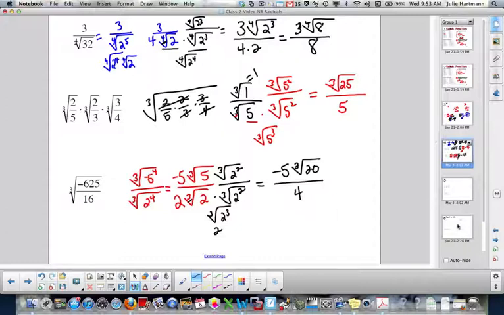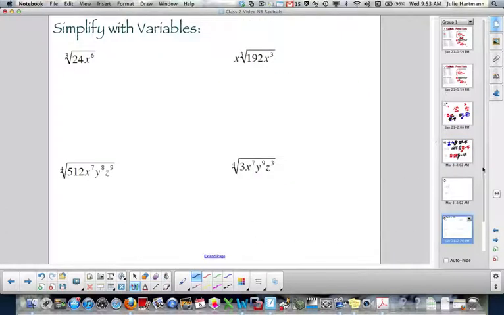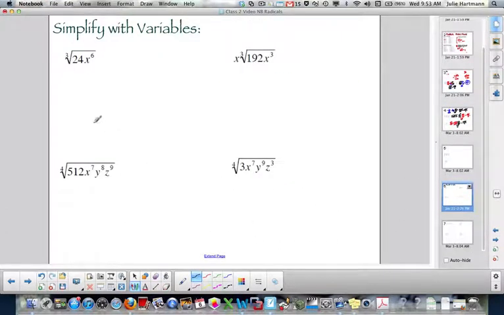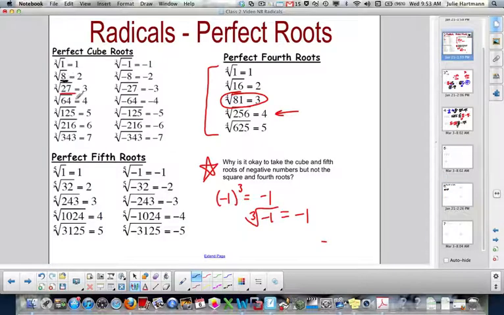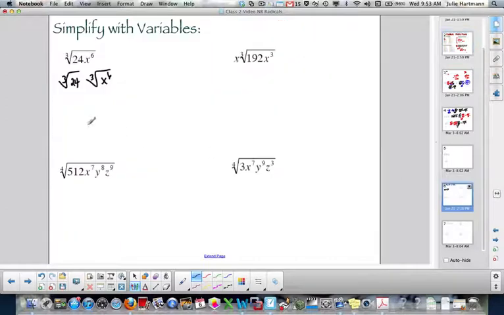Alright, so next we're adding in some variables. With the variables, cube root of 24x to the 6th, separate them just as we did before. So the cube root of x to the 6th. With 24, what perfect cube goes into 24? 8. So that is 8 times 3. So the cube root of 8 is 2. So that's 2 times the cube root of 3. Cube root of x to the 6th, 3 goes into 6 twice. So that is just x squared. So your final answer would be 2x squared times the cube root of 3.